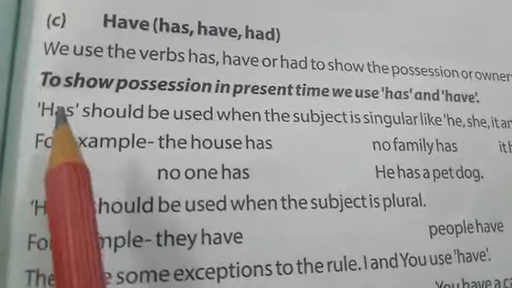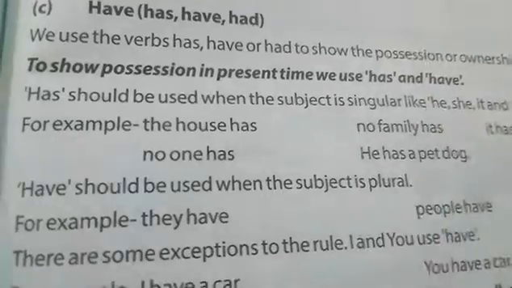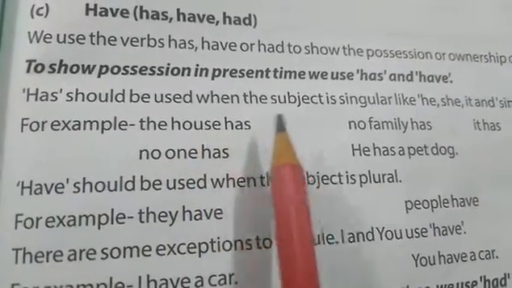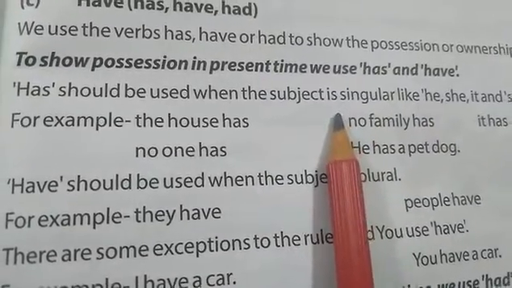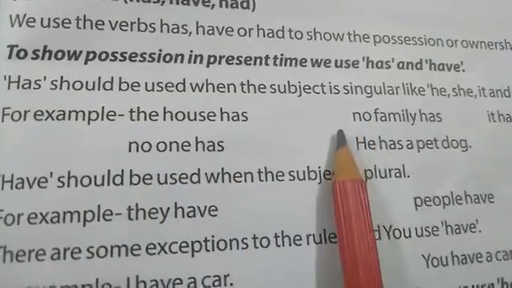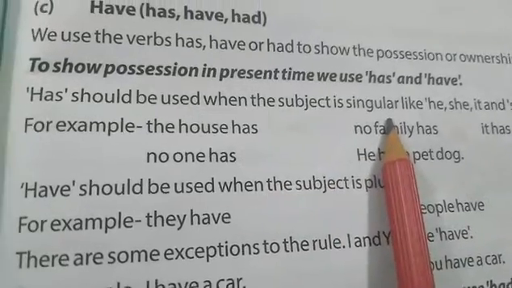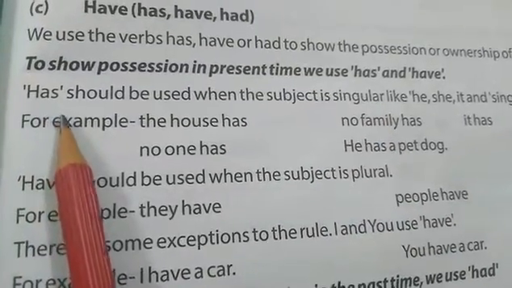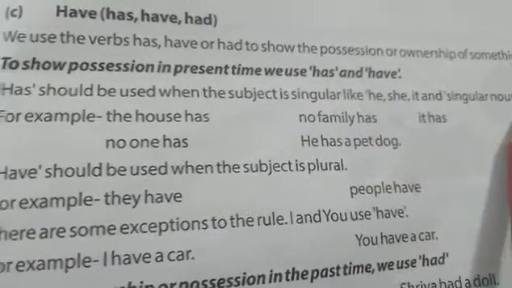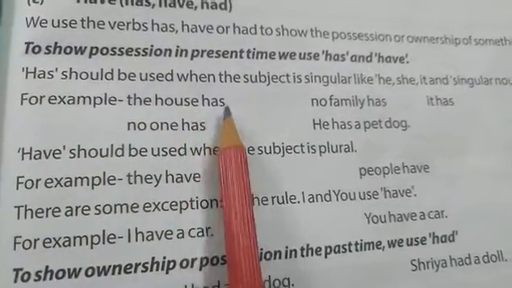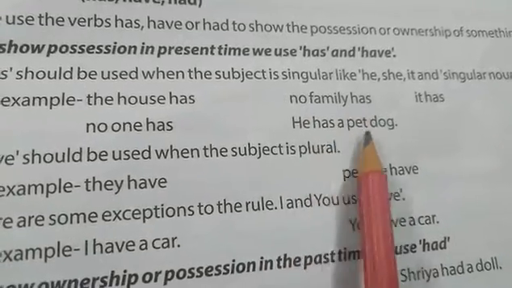It's written here, to show possession in present time we use has and have. Has should be used when the subject is singular. I hope all of you are clear with the concept of usage of verbs with singular and plural subjects. Whenever the subject is singular in the sentence, we will use has with that subject, like he, she, it, and any singular noun. It can be any name. For example, the house has, no one has, no family has, he has a pet dog, it has.